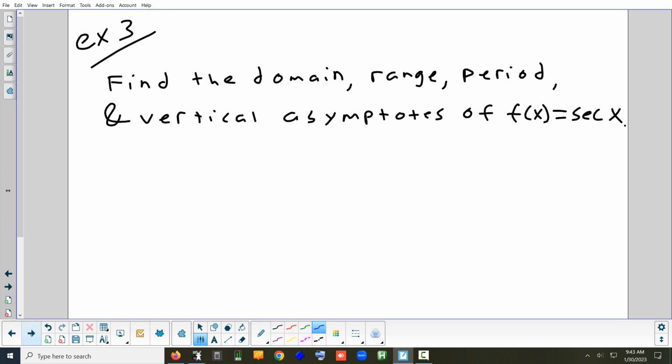So let's find 4 things: domain, range, period, and vertical asymptotes. And it's just secant. I'm not even doing a transformation to it. Okay, I'm just going to start out with just secant. We'll go back and look at the picture to kind of help us.